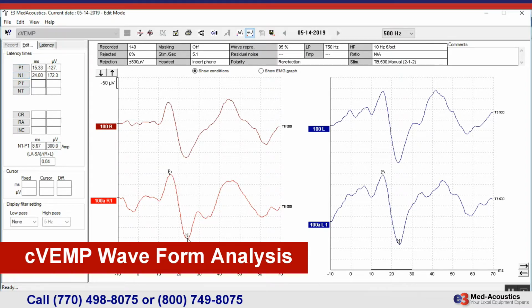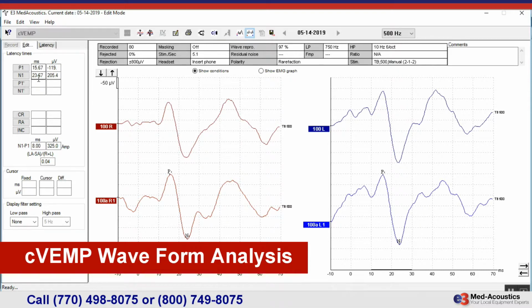And now I can see, for the right side, for example, I can see my latencies. P1 occurred at 15 milliseconds, N1 occurred at 24 milliseconds, and my overall amplitude was 300 microvolts. Pretty nice big response. And if I want to look at all of that information on my left one, I'm double-clicking on that tag, and I can see my latencies.